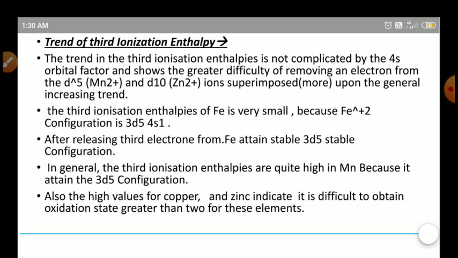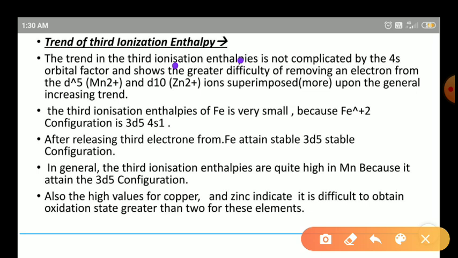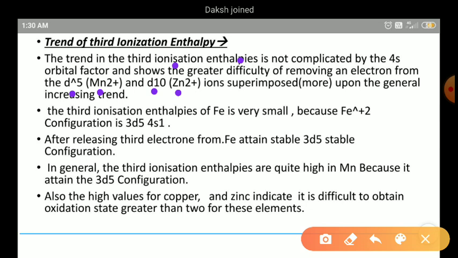Okay students, this is the third ionization enthalpy, the last one. The trend in the third ionization enthalpy, in which the ionization enthalpy is not complicated by the 4s orbital factor, shows greater difficulty in removing electrons from manganese +2, because manganese +2 always attains the d5 configuration, and zinc +2 also attains the d10 configuration.